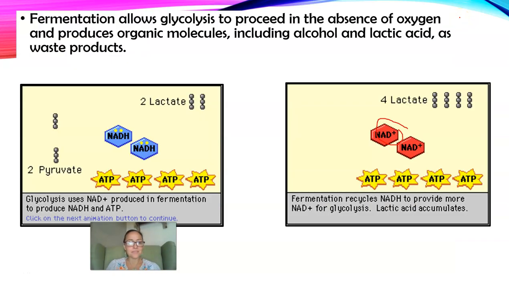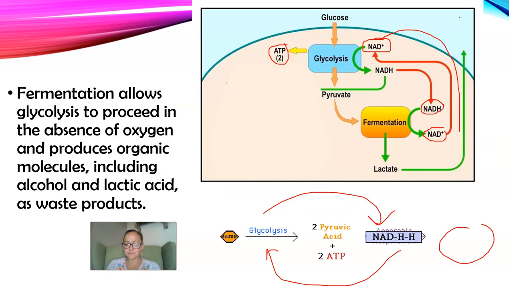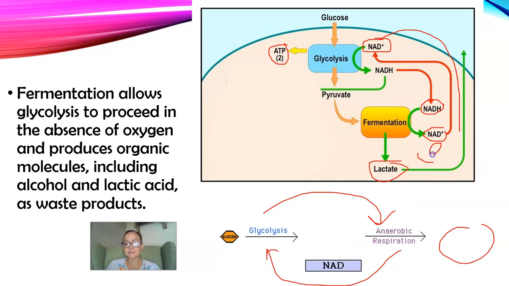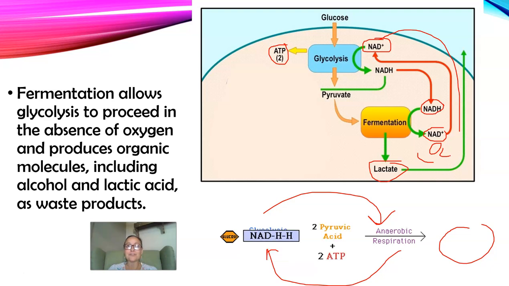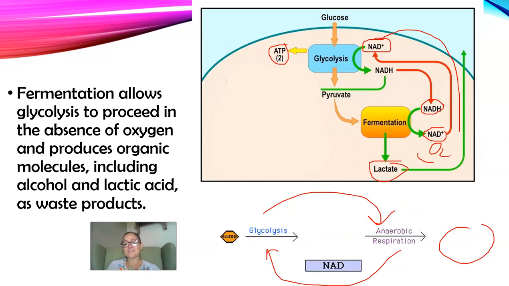Now, the other type of fermentation, which I don't have a picture of, is alcoholic fermentation. In alcoholic fermentation, basically, instead of lactic acid, you would get carbon dioxide and ethanol. So sometimes in fermentation, if the clue is that carbon dioxide is produced, then you know it is alcoholic fermentation. And if it's lactic acid, well, then it's lactic acid fermentation.